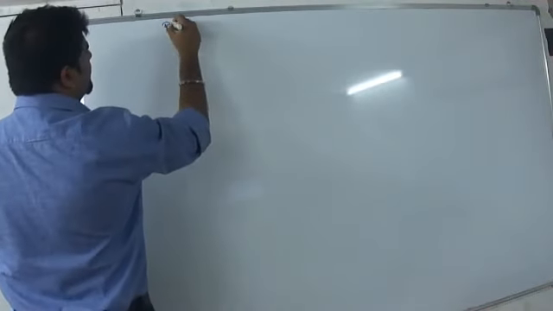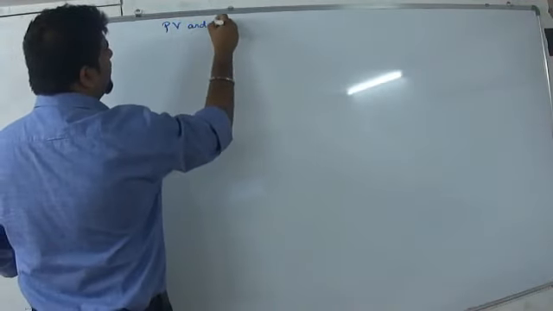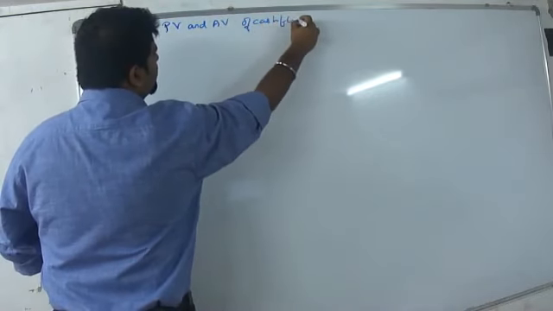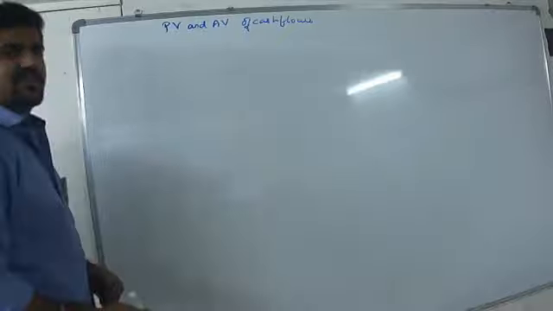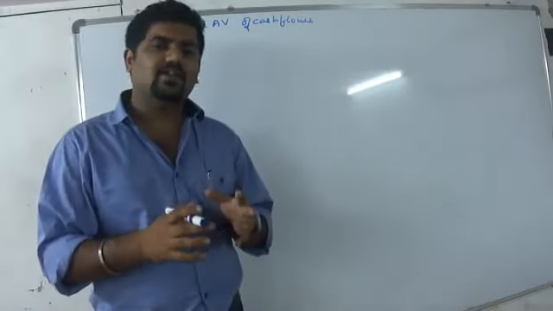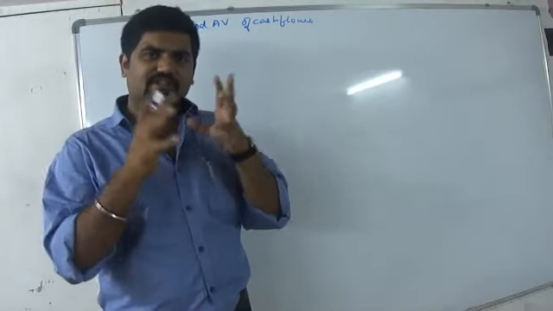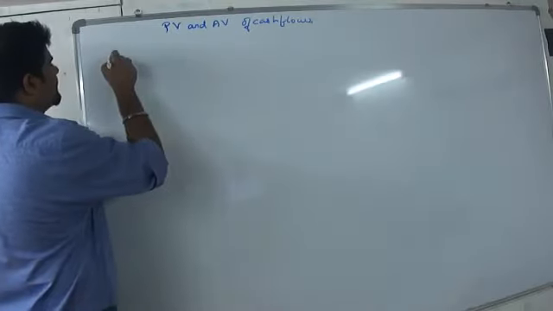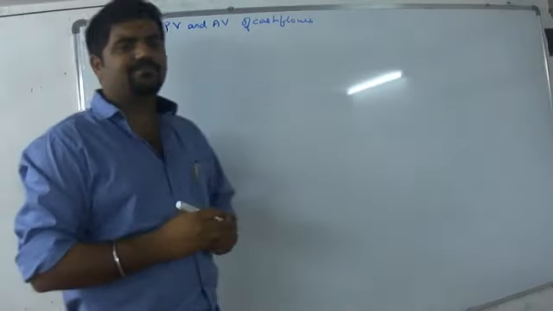In this session, we'll be doing some numerical sums on the present value and the accumulated value of cash flows. In the previous session, we have already seen an introduction on the present value and accumulated value. What is the meaning and what is the difference between the two? In this session, let's try to do some numericals. Look at the first sum.